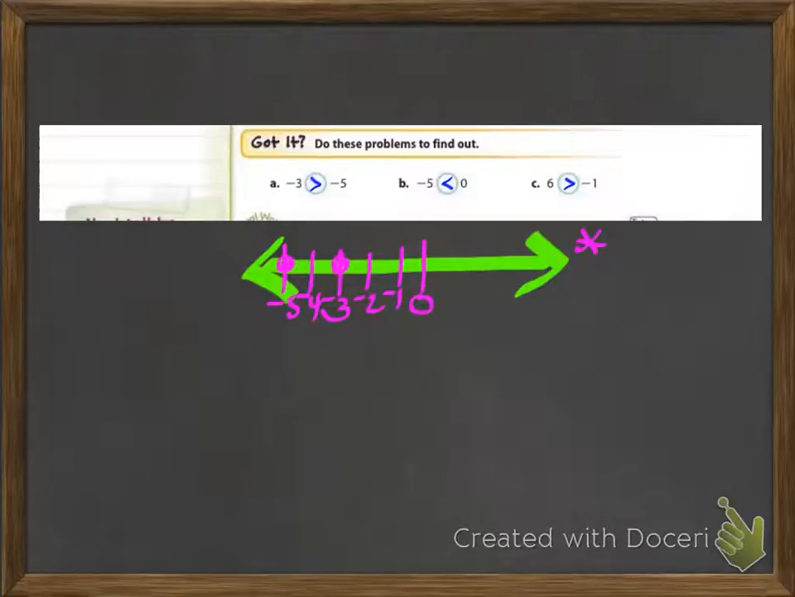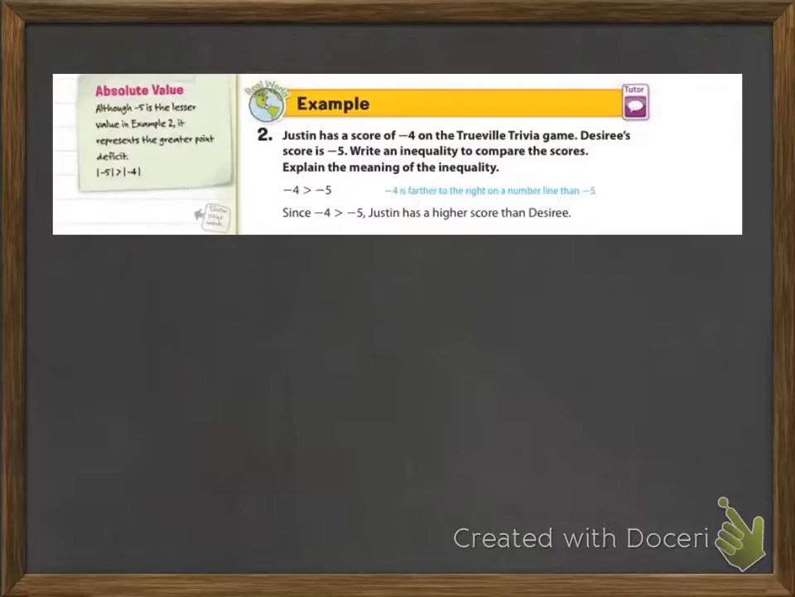Remember, the further to the right that you are, the bigger you are. So notice that negative 3 is closer to the right than negative 5, which is why I said that negative 3 is greater than negative 5. On example B, negative 5 is less than 0. And on example C, 6 is greater than negative 1.